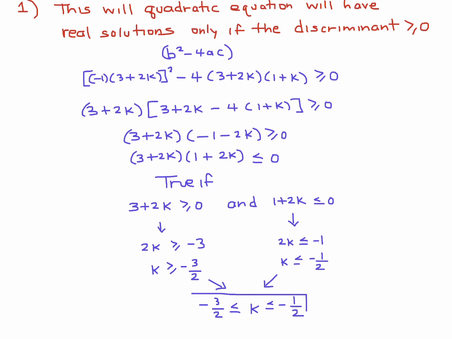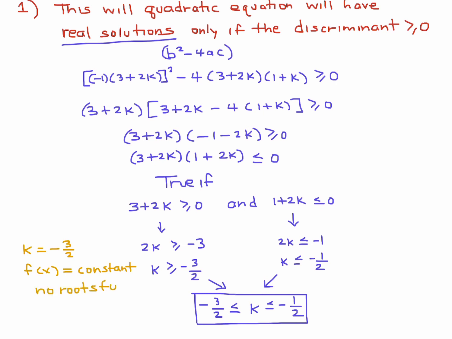All right? So this is what range k has to be in for us to be able to get real solutions. But there's one little point that is very difficult to remember. Not extremely difficult, but a lot of people would probably forget this. Remember, in an earlier part of this question, we had gotten that k is equal to minus 3 over 2 when f of x is a constant. Correct? So, since k being equal to minus 3 over 2 will give a constant, that means there's no roots for f of x.